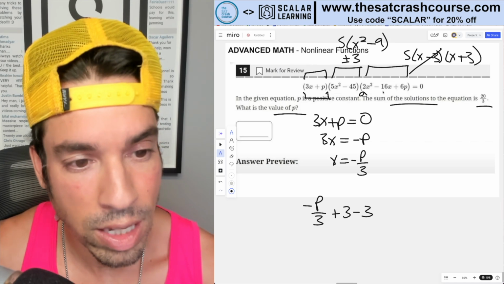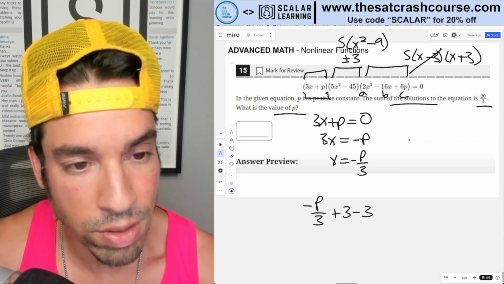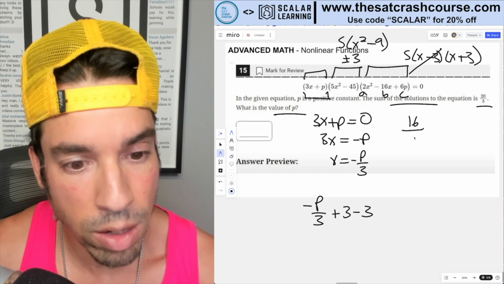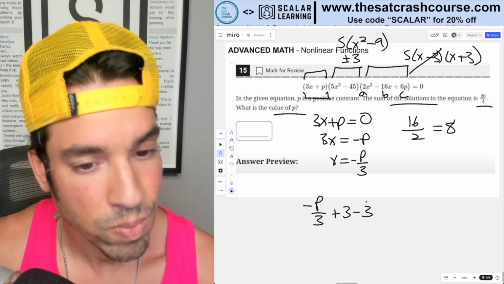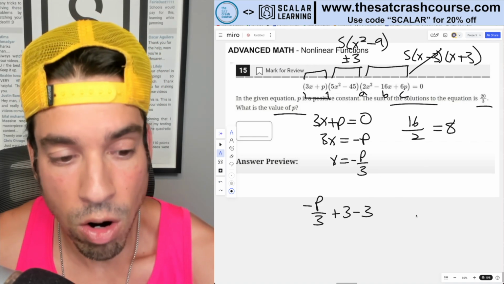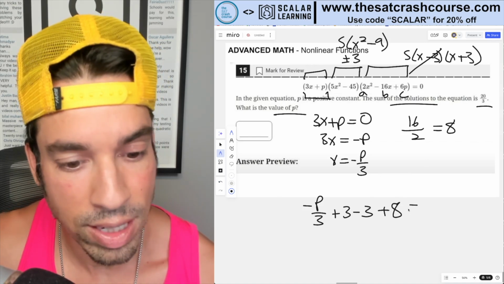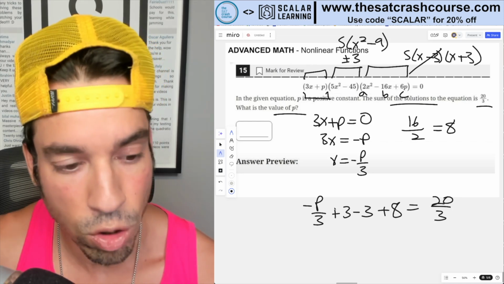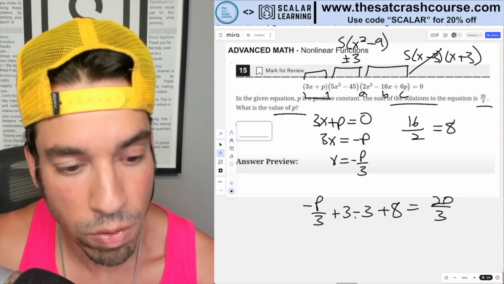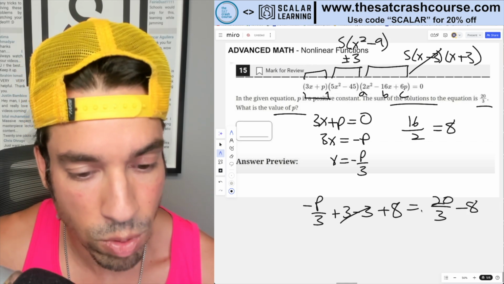So that's a, that's b, that's c. Negative b would be positive 16 over a, which is 2, meaning the sum of the solutions right here is going to be 8. I don't care what each of them individually are because I'm adding them up anyway, so we're adding 8 on over here. And then it's saying all of this is equal to 20 over 3. Now we got this amazing equation with p in the mix, and now we solve. 3 minus 3 is 0. Then I'm going to subtract 8 from both sides, right, and kill that.